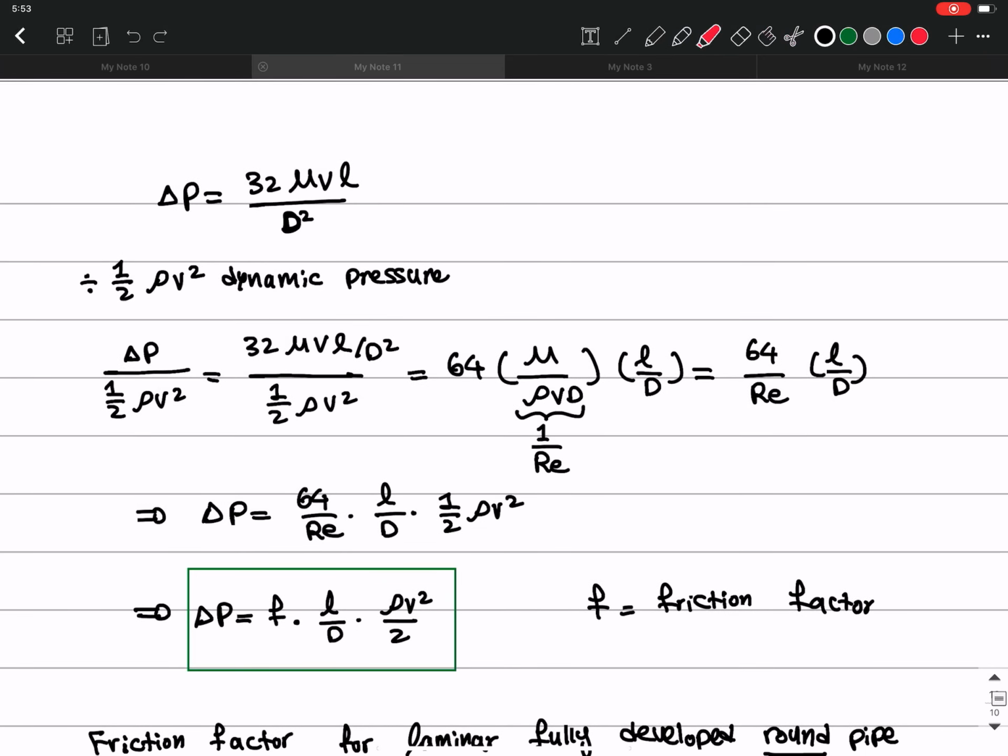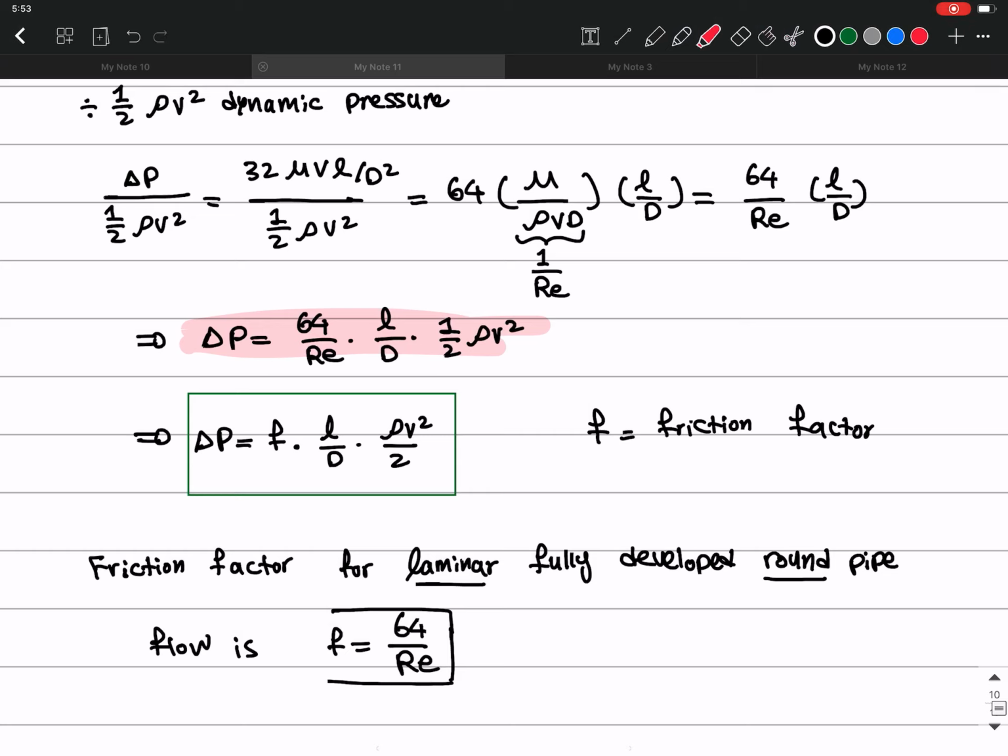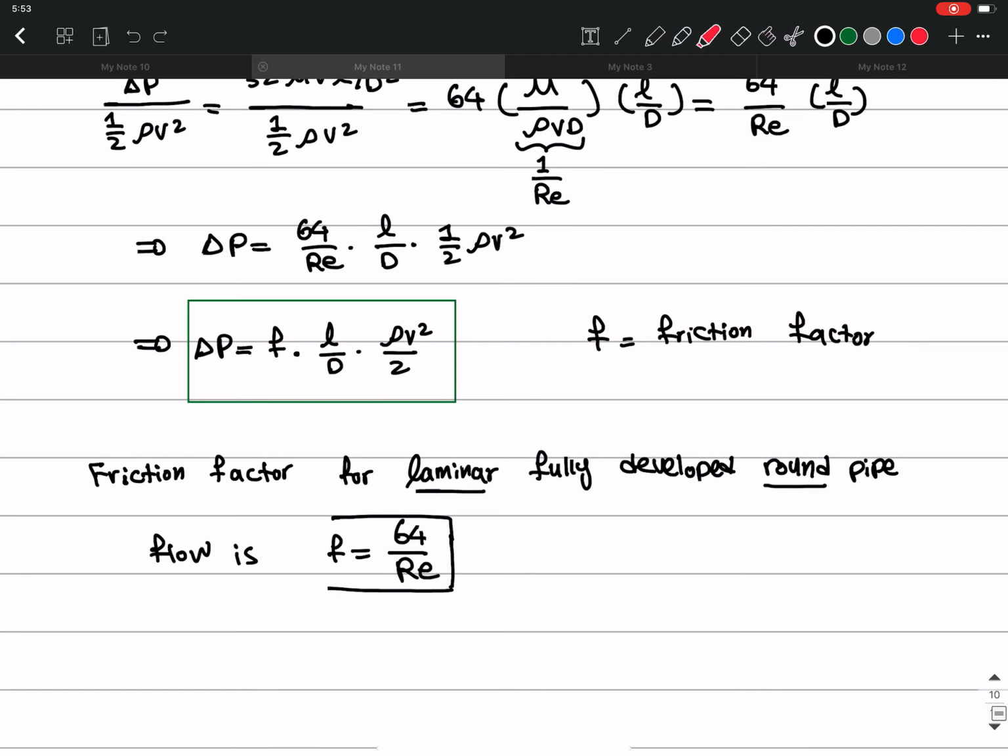And then if you divide everything by 1/2 rho V squared, finally you get to this equation. Or in a general form, the pressure drop in a pipe flow is f times L over D times rho V squared over 2, where f is called the friction factor. For a round pipe with laminar fully developed flow, the friction factor is 64 over Reynolds number. We are going to look at turbulent flows in the next lecture. Thank you very much, everyone.